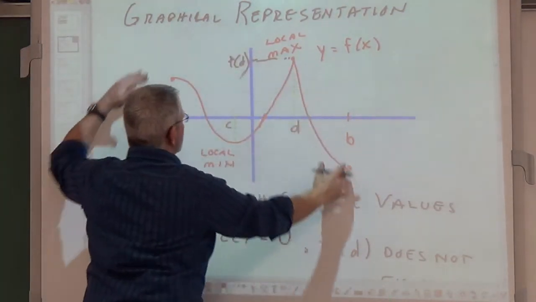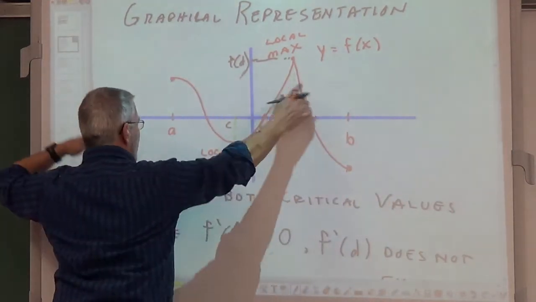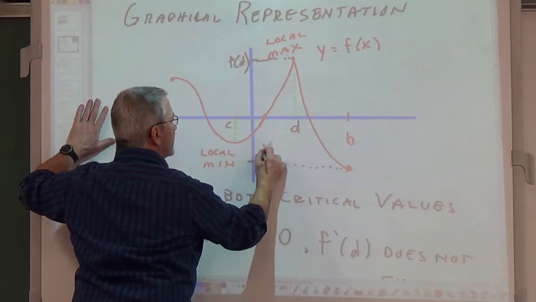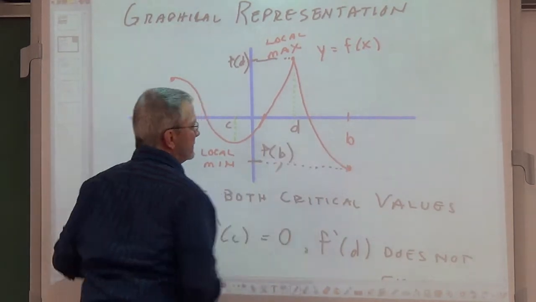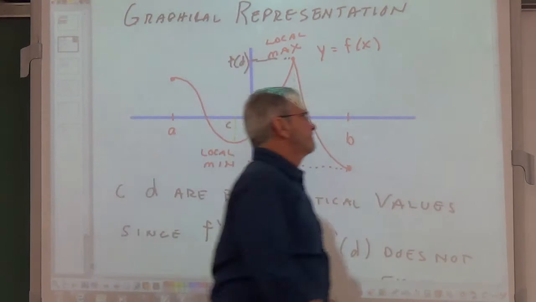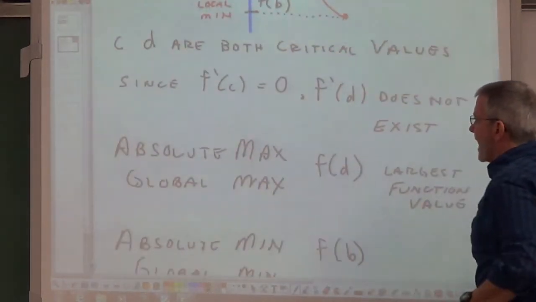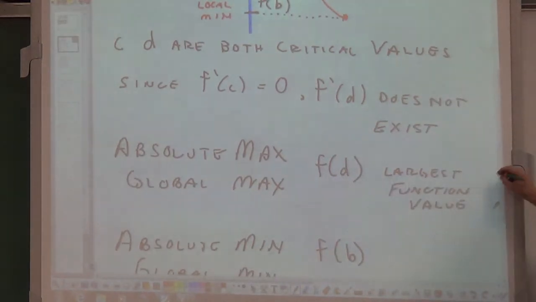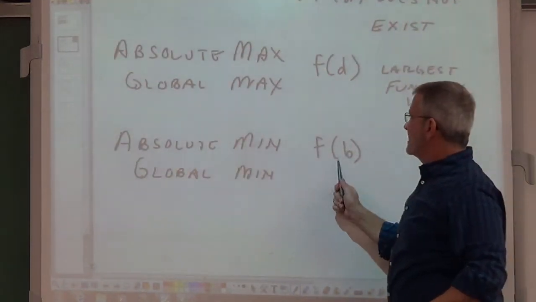How about the absolute minimum? Well, here's a local min. Hey, the absolute minimum is right there, and it is f of b. Absolute max, also called global max, is f of d. It's the largest function value. The absolute minimum is going to be f of b.